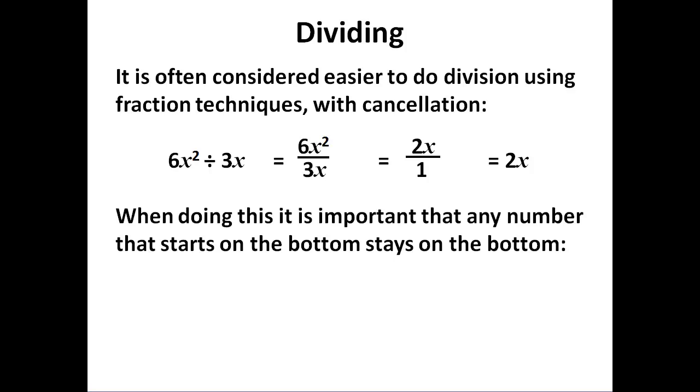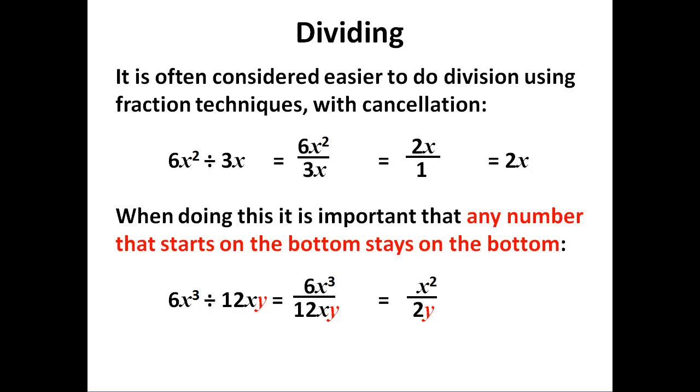Anything that starts as a division ends as a division, so it stays on the bottom of the fraction. So in this case, we write it as a fraction, we cancel one of the x's from the bottom, subtract it off the top, and 6 divided by 12 is a half. The 12 is bigger than the 6, so the 2's on the bottom, and the y has started out as a division, so it remains as a division all the way through, and our answer remains like that.